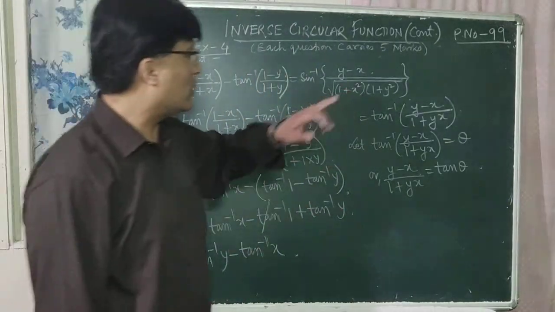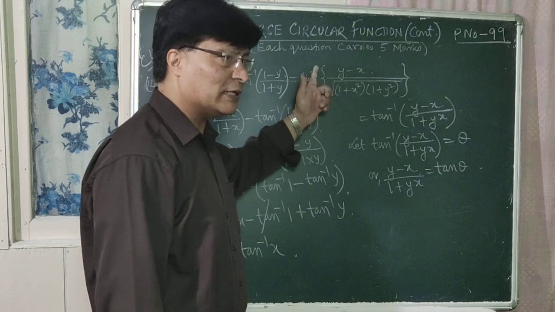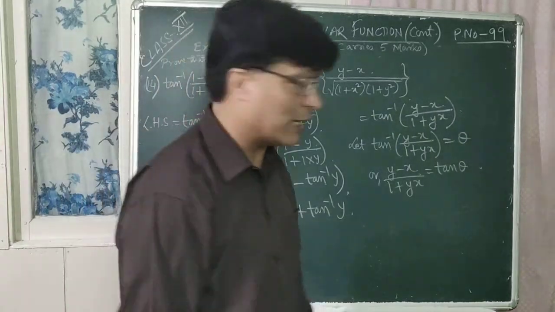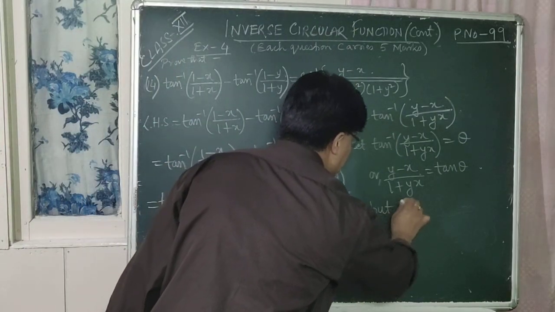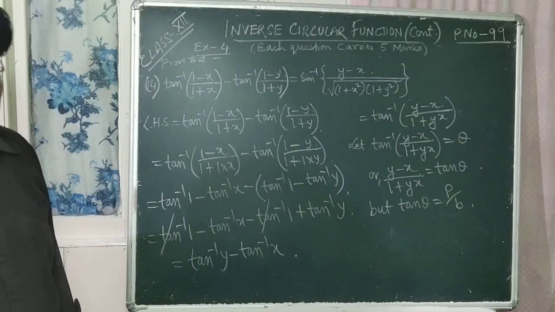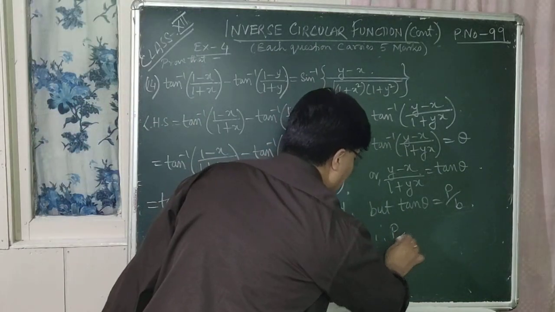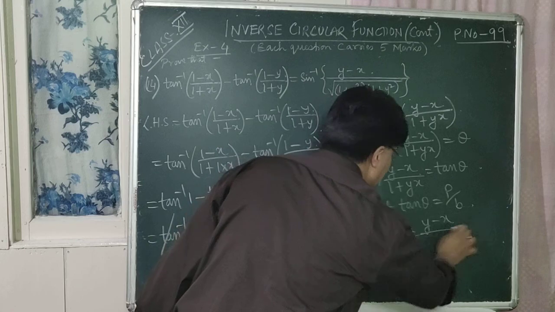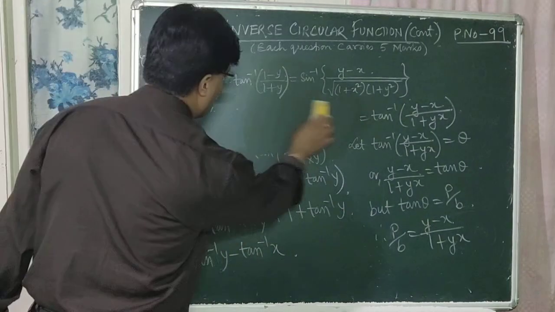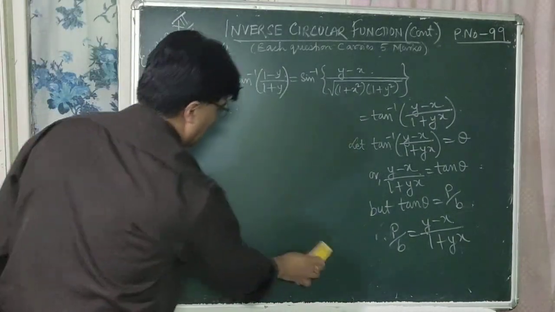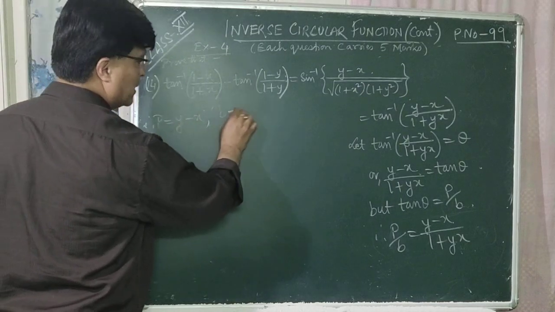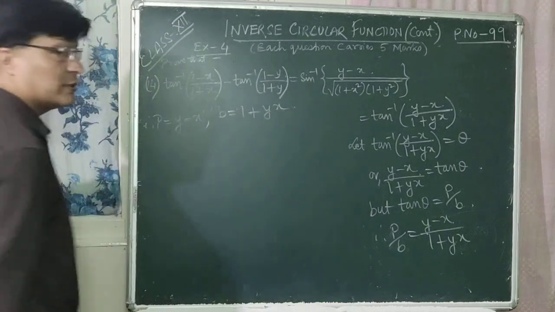That is, we have got the value for tan theta, which is equal to y minus x upon 1 plus yx. Okay, so in order to convert this tan inverse in terms of sine inverse, let us find out the value for sine theta first. Let us use the PBH formula. You know that tan theta is equal to P by B. So we can equate P by B with y minus x upon 1 plus yx. Is that clear? So now let us write P is equal to y minus x, and B is 1 plus yx, right?